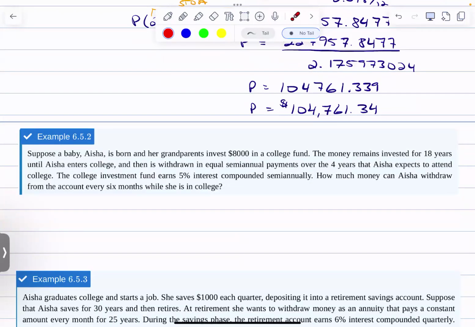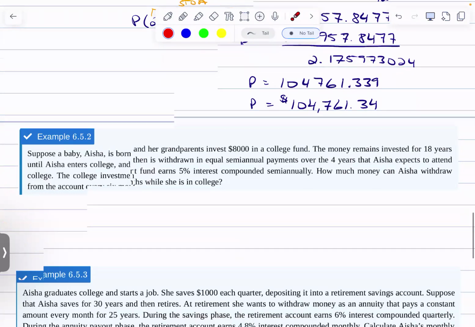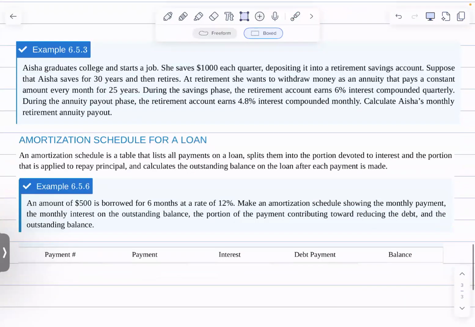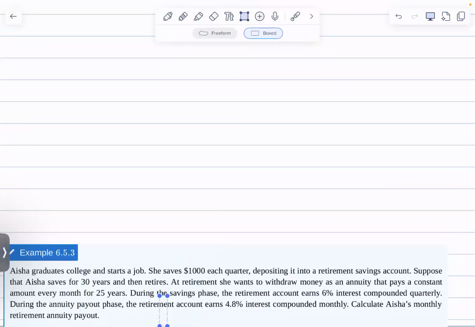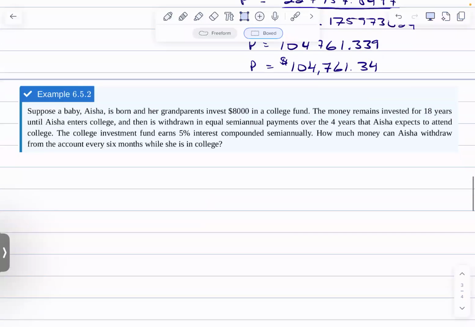Now, the reason this section is miscellaneous is because it's not introducing any new formulas per se, but we are using the formulas that we do know and potentially combining them, right? And so one of those kinds of scenarios is up next. You won't believe what happens next.